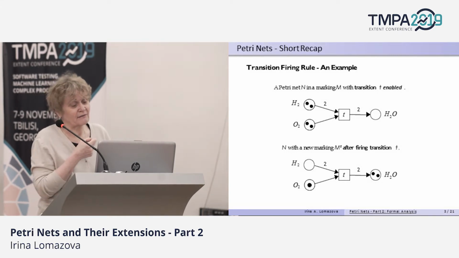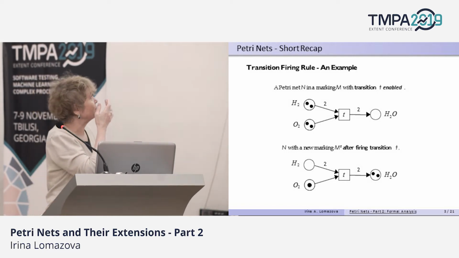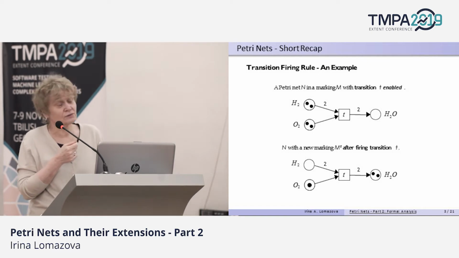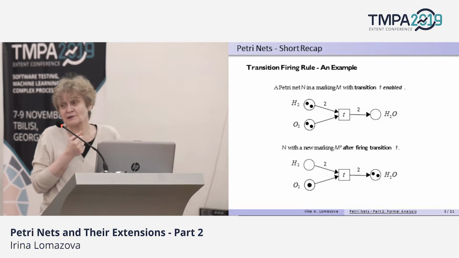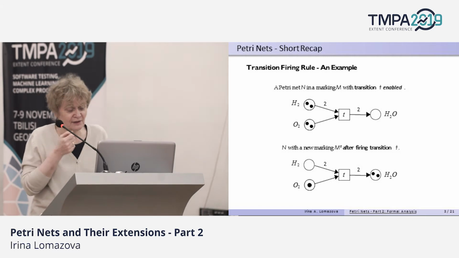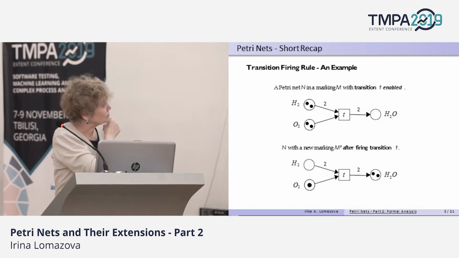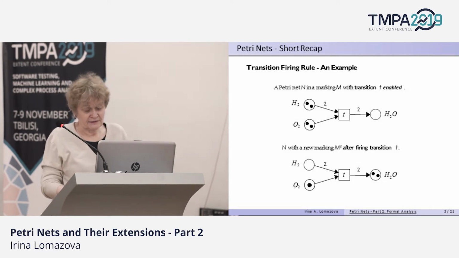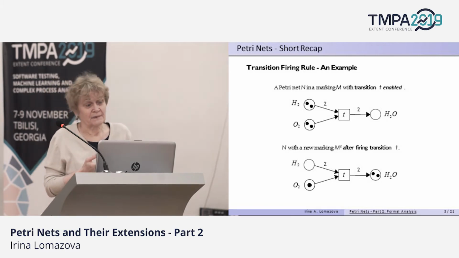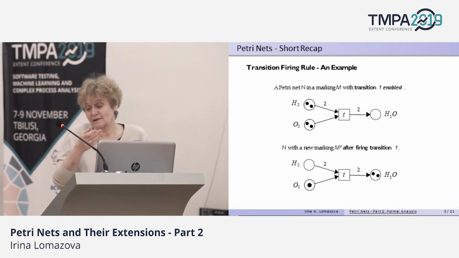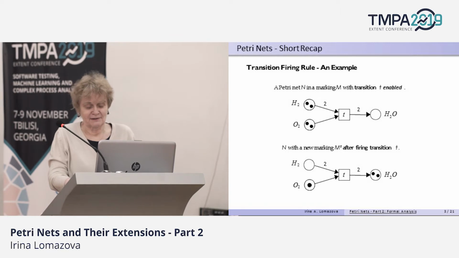needed for transition firing. So the transition T may fire, or is enabled, if we have at least 2 tokens in H2 and 1 token in O2. After firing, it consumes the corresponding number of tokens from the input places and puts 2 tokens into the output place. That's the firing rule, and the general behavior is that for each state, for each marking, we look at which transitions are enabled, and then we choose non-deterministically a transition to fire.